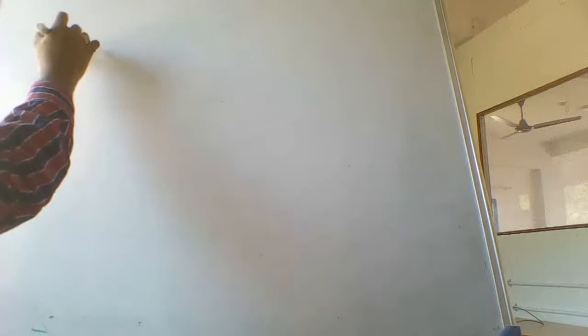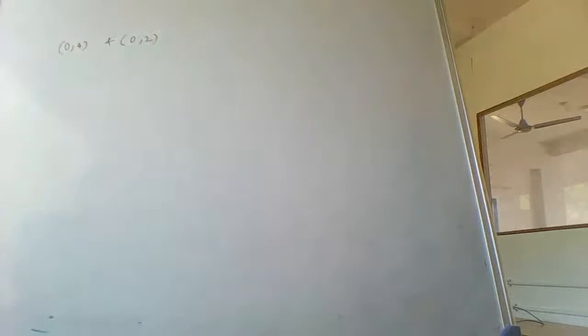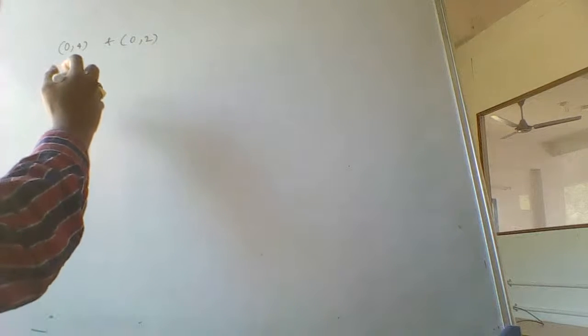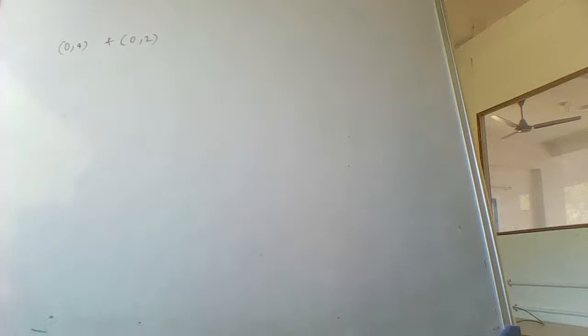Now, suppose I have the coordinates 0 and 4, and 0 and 2, which are respectively the vertex and focus of a parabola. You have to find the equation corresponding to that. Okay, let us see how to solve this problem now.